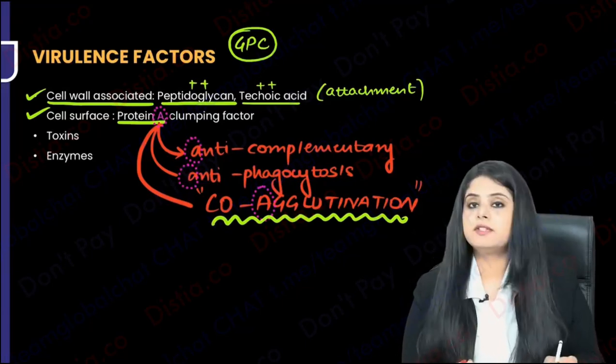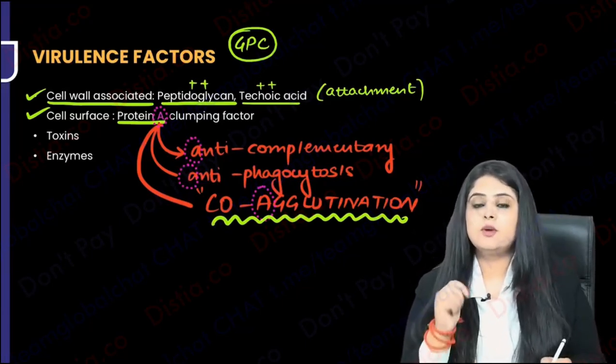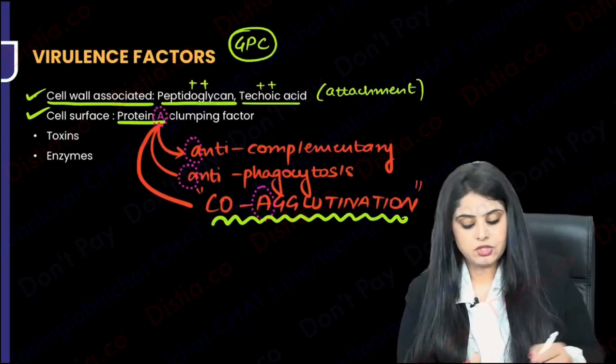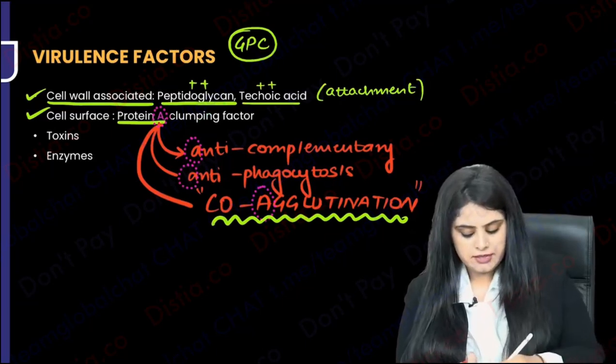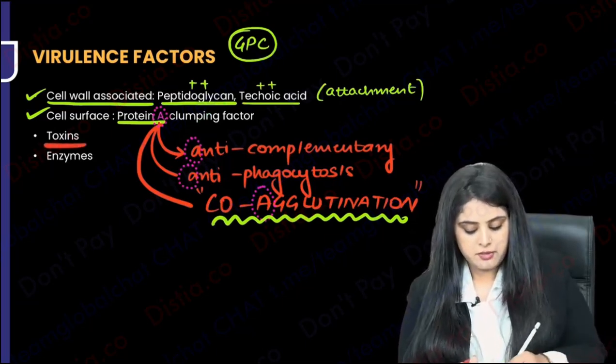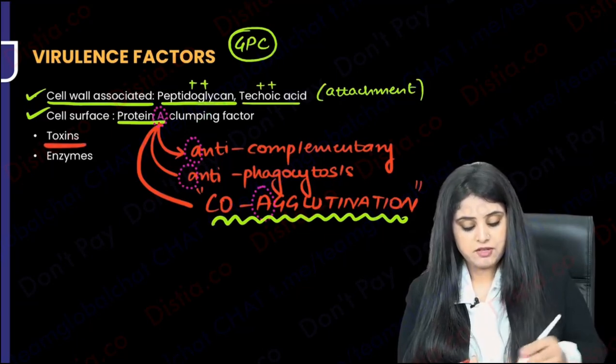I hope everyone's okay with this. You understood? Protein A, anti-complementary, anti-phagocytic, coagglutination. Done. Clumping factor I'll come to in 5 minutes. Okay, now let's move forward. The next is, what are the toxins that are being used? And I think this is something which everyone has heard of.